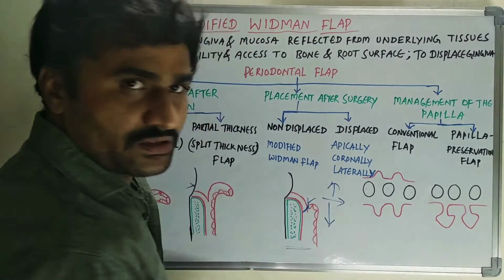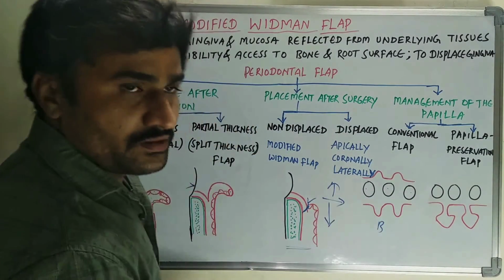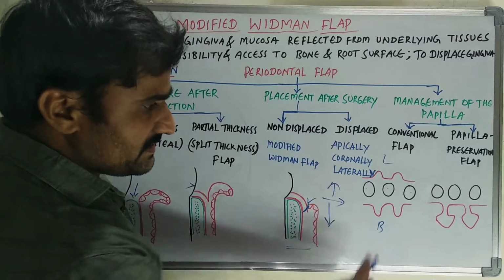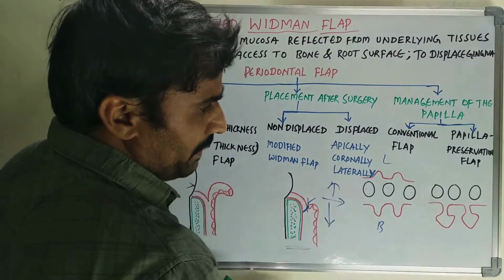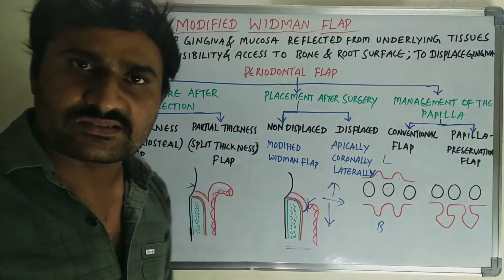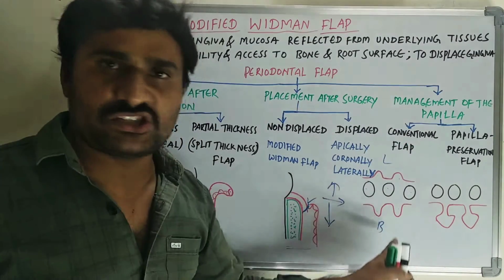These are the teeth and this is the buccal flap elevated and this is the lingual flap elevated. This is the buccal interdental papillae. These are the lingual interdental papillae. Right? This is conventional flap.